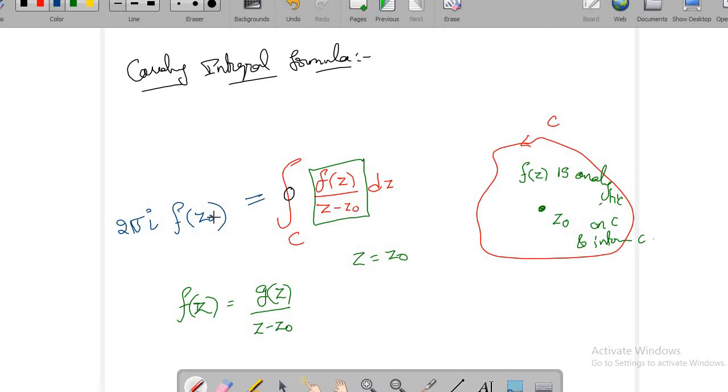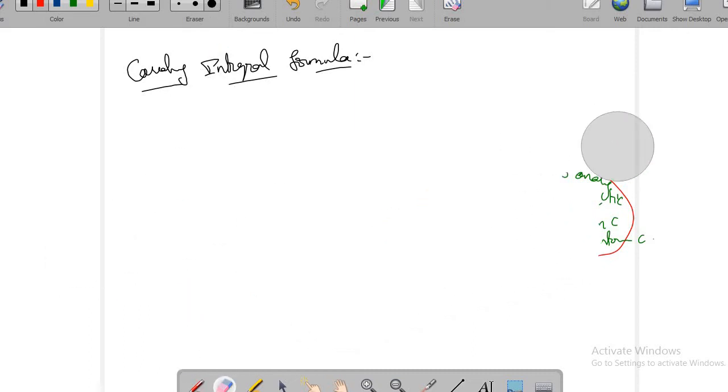But here you should make sure that this z0 lies inside this curve. And if you give importance to the number of rotations, the number of times this curve is rotated around this point, let's say if it is rotated 2 times, we multiply with 2. If it is rotated 3 times, we multiply with 3. Or you can simply write a winding number. This winding number will tell you the number of times this curve is traversed around that point. So this is what the Cauchy integral formula says. Let us see its statement.